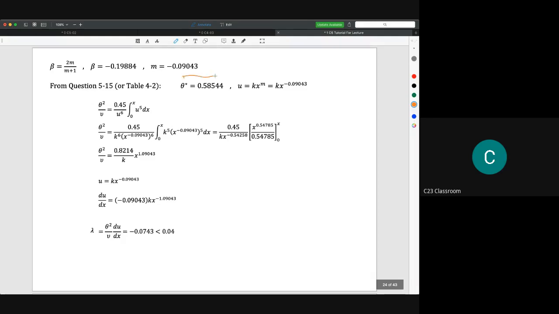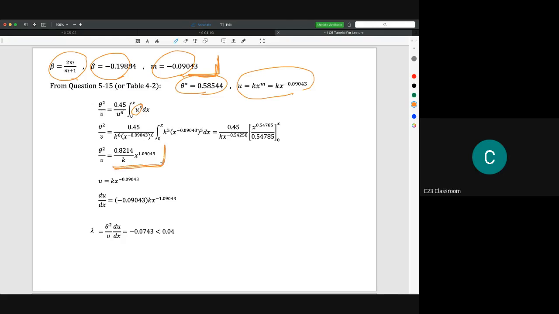This calculation was conducted earlier, so we calculate it. From this equation, we know the value of beta, and then we know the value of m. The theta here is 0.58544, and then we could calculate the value of m, which is equal to kx to the power of negative 0.09043. Then by Thwaites equation, we substitute in this value, u to the power of 5, and we solve it, we could get this term.